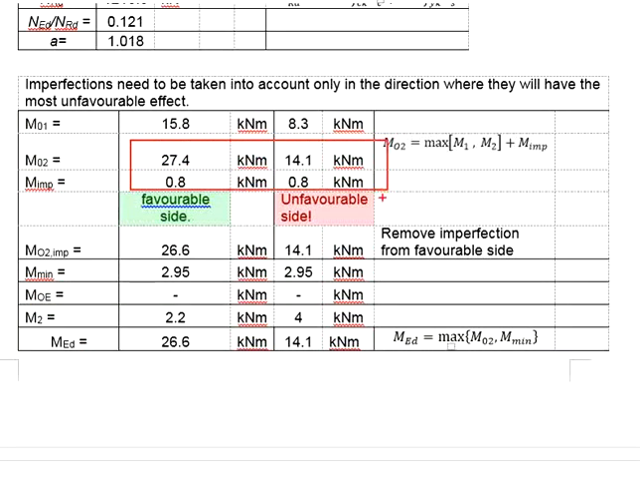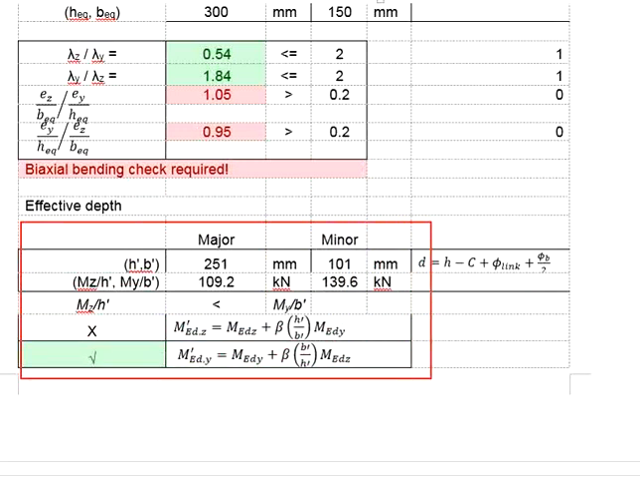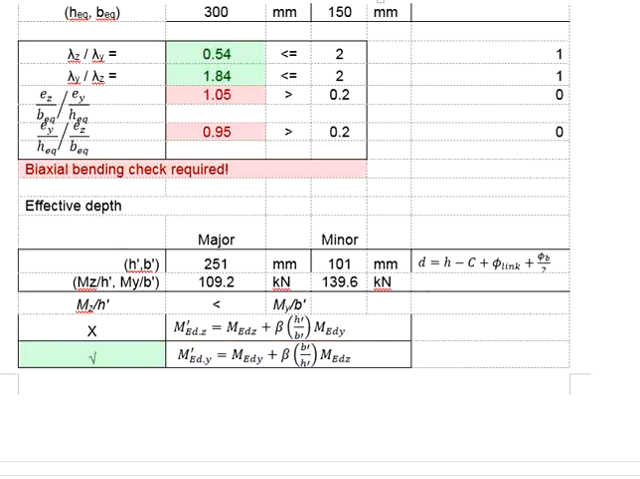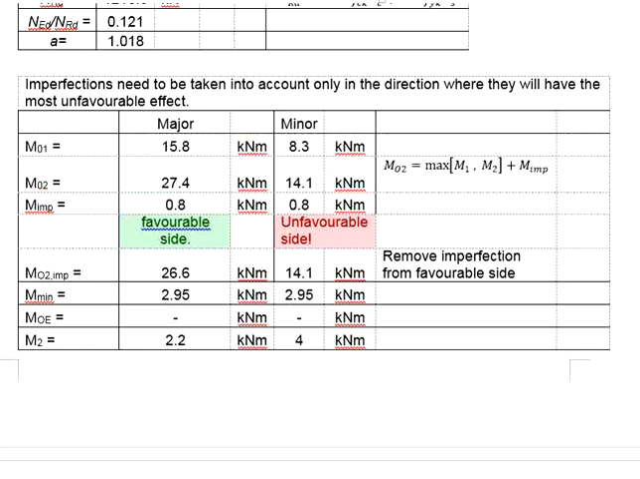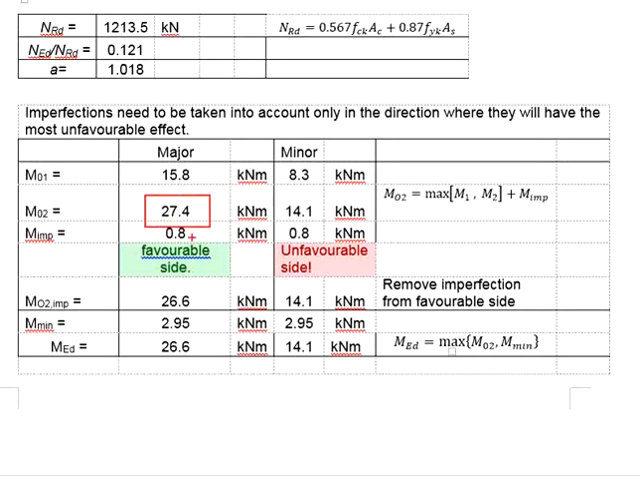Take those numbers down. Next, you need to determine which side will be more critical. In our previous calculation steps, we know that the more critical side is the minor axis. As a result, the effect of the imperfection shall be retained in the minor axis, whereas the effects of the imperfections will need to be removed from the major axis. That gives you 27.4 minus 0.8 equals 26.6. As for the minor axis, the M02 shall be retained.